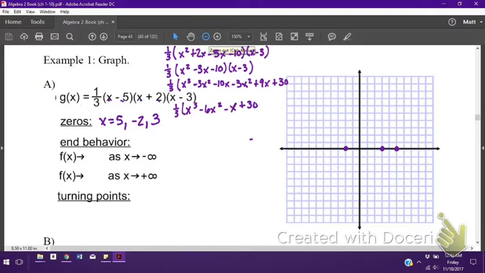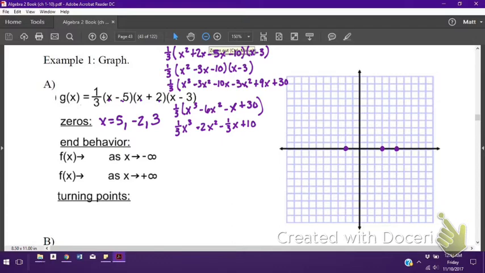Okay, but I still have that 1/3 out there, so I need to distribute that through, so I really know what's going on. So I get 1/3 x to the third. 1/3 times -6, well, that's going to get us 6/3, which is 2. So -2x squared. We got -1 times 1/3, so minus 1/3 x. And then 1/3 times 30, well, that's 30 over 3, which is plus 10.